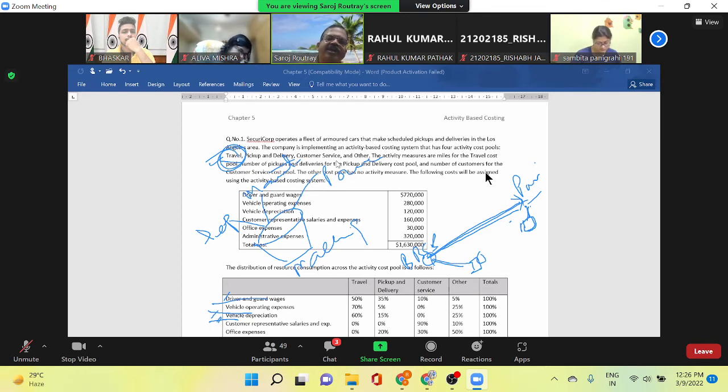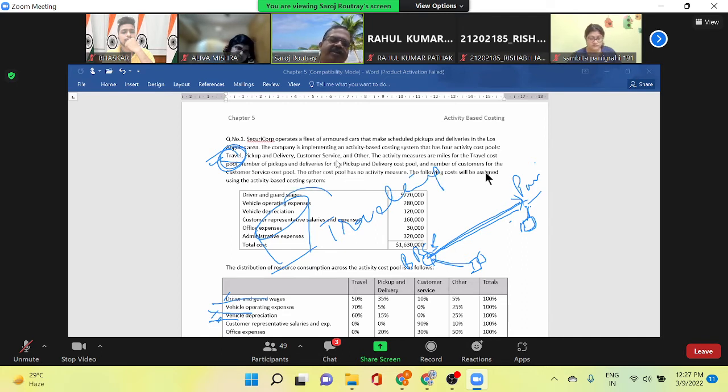Okay, similarly, when I take this traveling, I found that traveling is a bucket where costs are incurred for driver, incurred for petrol and diesel consumption, incurred for depreciation of vehicles. Okay, so your traveling cost will be consisting of these three.